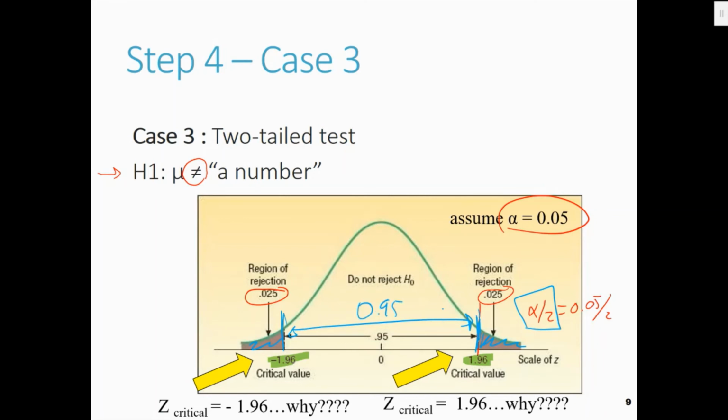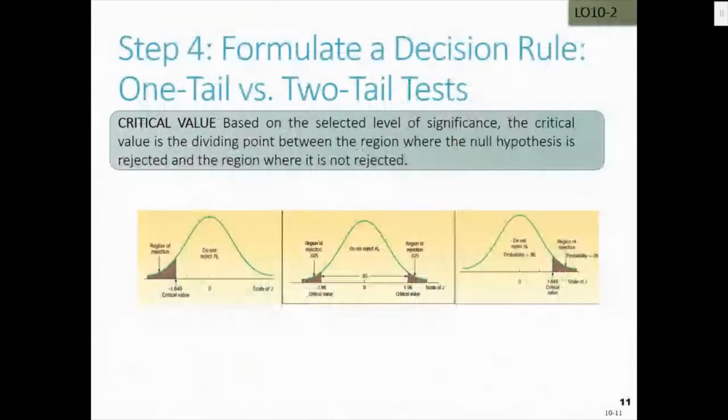Now, this critical value separates your do not reject H0 from the reject H0 in the corners, the region of rejection. Remember, this critical value separates, divides, is the point where you have the area of rejection and the area of not rejection of the null hypothesis H0. And this critical value is based on the level of significance, your alpha.